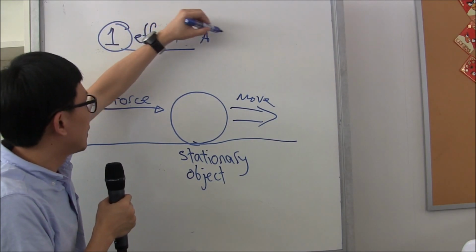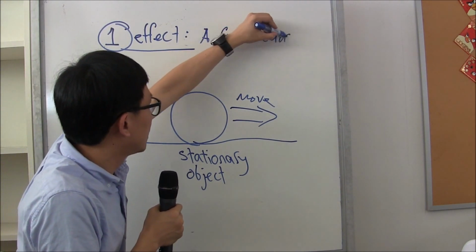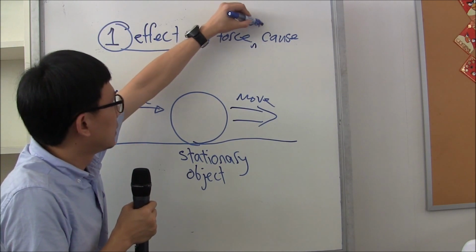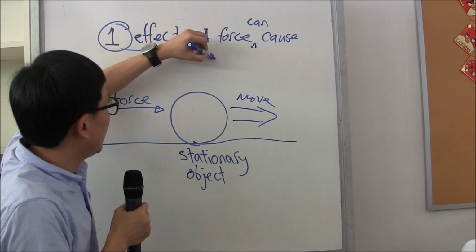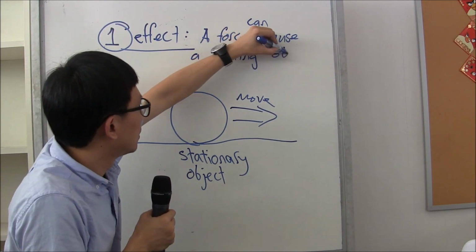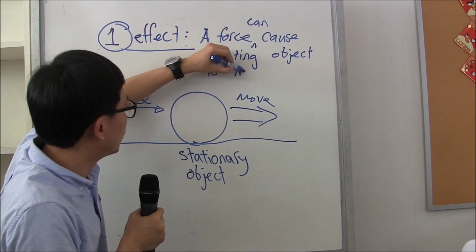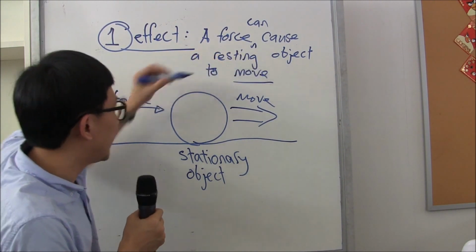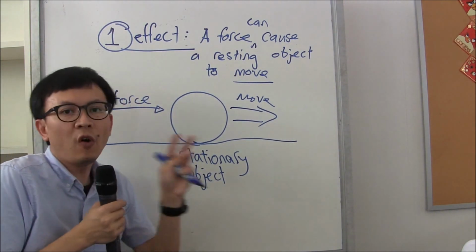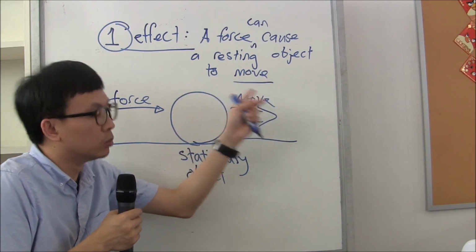A force can cause a resting object to move. Simple enough, right? So this is the first effect. We're going to cover 4 effects. The first one is a force can cause a resting object to move.